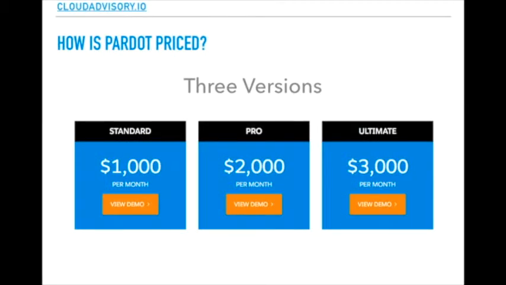There are three versions of Pardot, priced between $1,000 and $3,000 a month: the standard, pro, and ultimate versions. What's the difference between these versions?